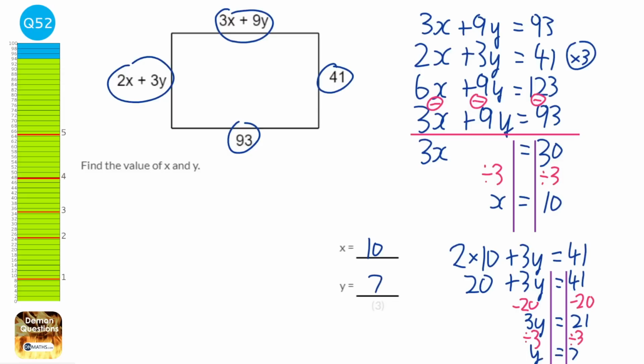So we've got x equals 10, y equals 7. Now I could check that with the first equation as well. So 3 times 10 is 30, 9 times 7 is 63, 30 plus 63 is 93. So we know we've got it right.